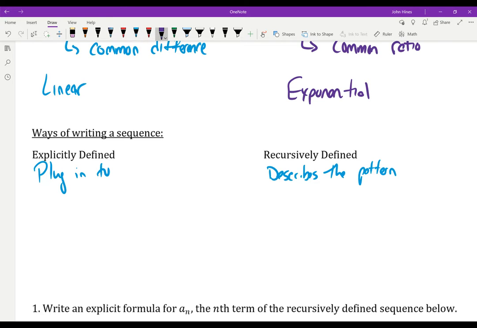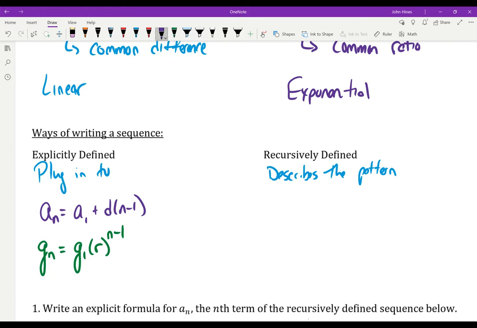So arithmetic sequences are written explicitly as such. Start at the first term, you add on the common difference n minus 1 times. And I'm going to use g for geometric. The nth term of a geometric sequence is g of 1 times r to the n minus 1. So arithmetic is a1 plus d(n minus 1). Geometric is a1 r to the n minus 1. So there's just two different ways to write those formulas explicitly.